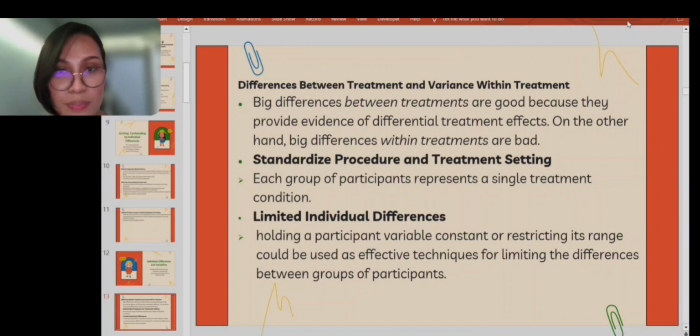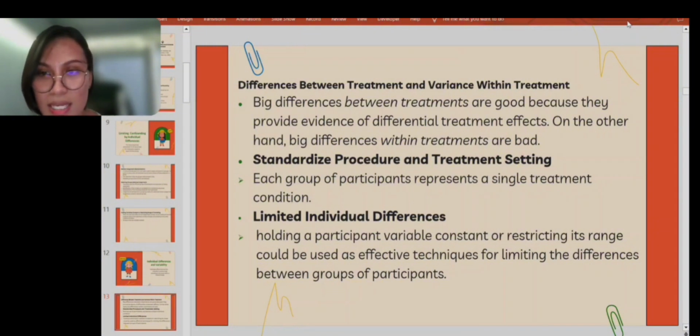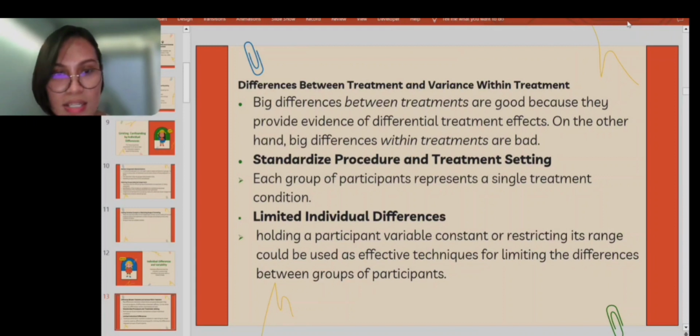Next is standardized procedure and treatment setting. So each group of participants represents a single treatment condition. So one obvious way to help minimize the variability within each group is to be sure na all participants within a group are treated exactly the same. So limited individual differences. So holding participant variables constant or restricting its range could be used as an effective technique for limiting differences between groups of participants.